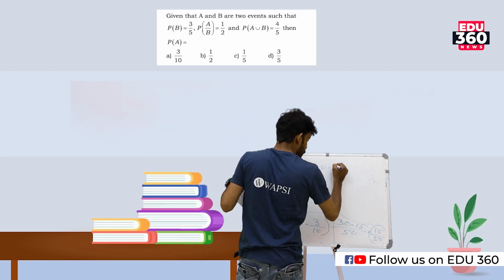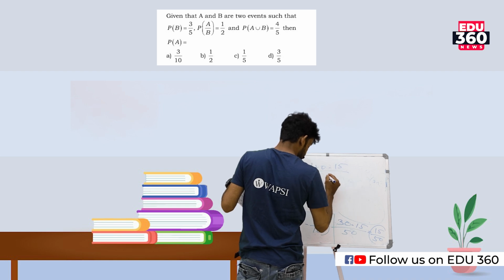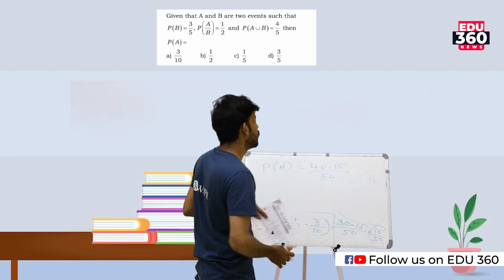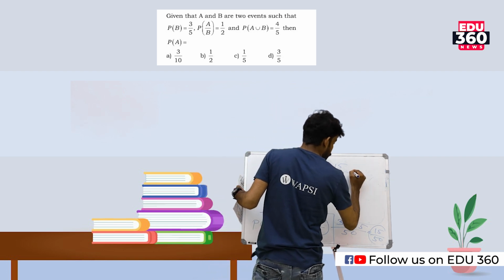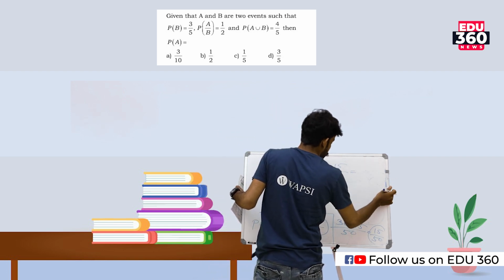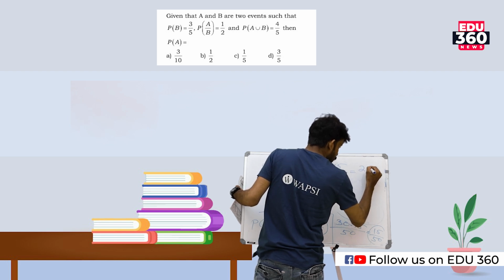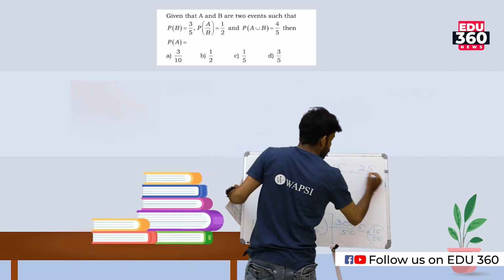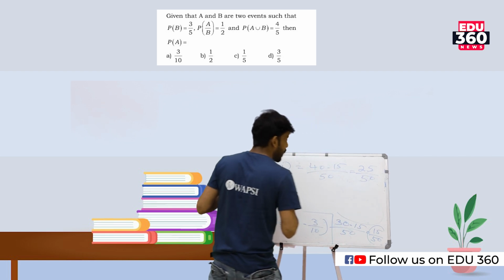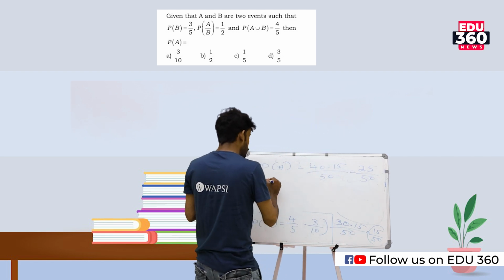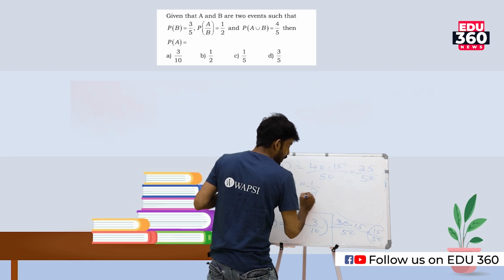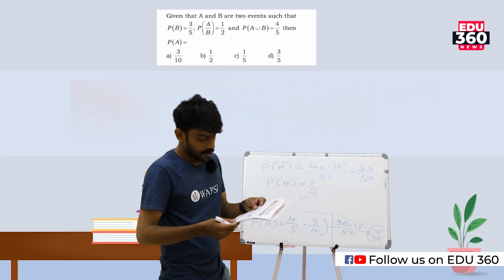40 minus 15 divided by 15. Okay, so 40 minus 15 divided by 15. So the answer will be equal to 25 divided by 15. On simplifying this, you will get 1 by 2. So P of A is equal to 1 by 2, the final answer.